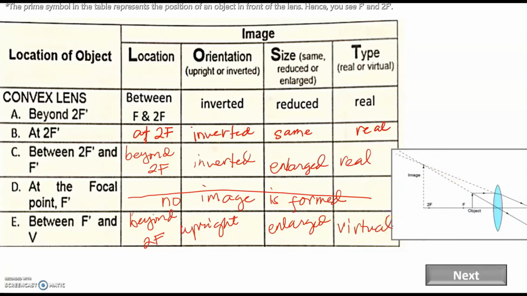So notice that the LOST of the image formed by a convex lens is not fixed. It is changing. The LOST depends on the location of the object to the lens. So how about if it's a concave lens?